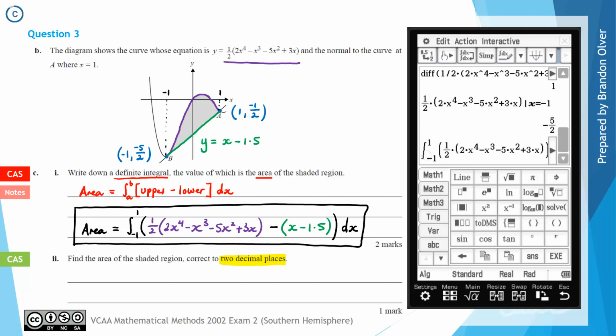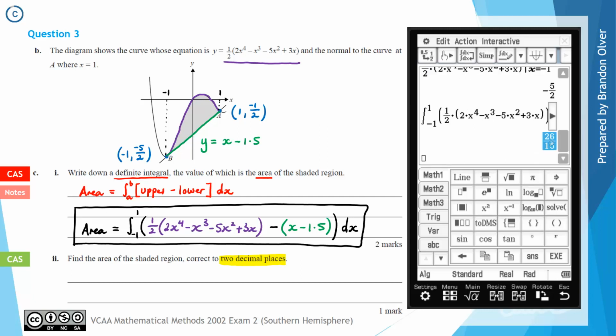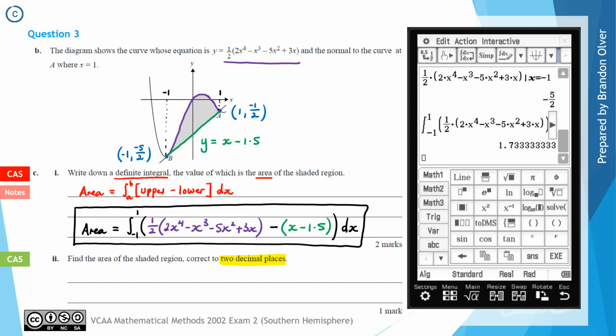So hopefully we've put all of that in correctly, and hitting execute and changing this from a fraction to a decimal, because it asks for 2 decimal places, gives our answer. So that area was equal to 1.73 units squared. So that is the answer to that part of the question.